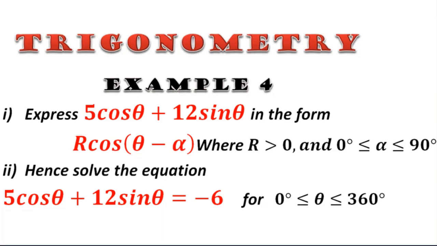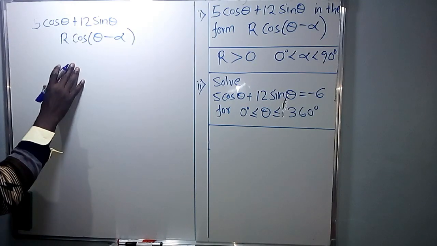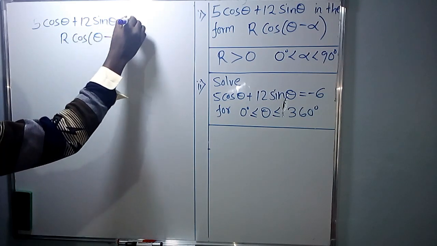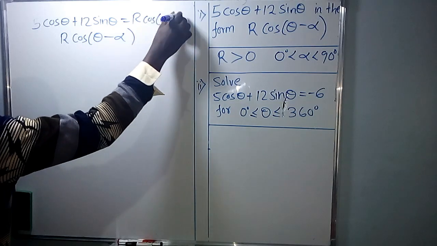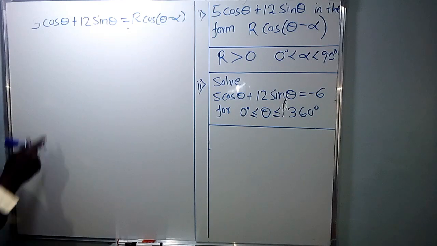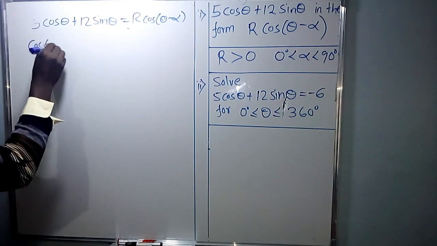So in the first case, you've been told to express 5 cos theta plus 12 sin theta in the form r cos(theta minus alpha). So it is this left-hand side that we want to appear in this form. So what is cos(theta minus alpha)? Cos(theta minus alpha) is a cosine difference angle formula.